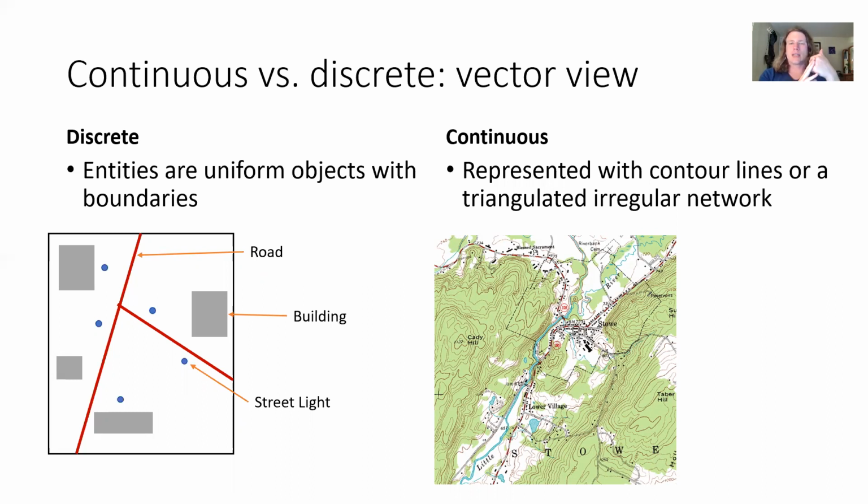Whereas continuous data can also be represented with vector data. A good example would be contour lines, so like on a topographic map. So you use lines, which themselves are discrete entities, to represent a continuous phenomenon across space. This can be useful for aesthetic purposes or for navigation, but it's not necessarily particularly meaningful for geospatial analysis. If you want to analyze something having to do with elevation, typically you want to use a raster data model instead.